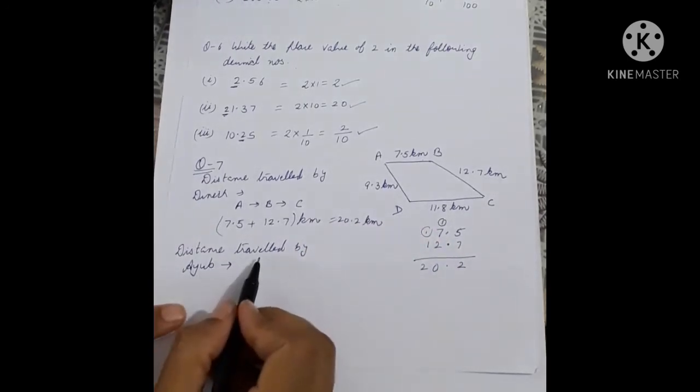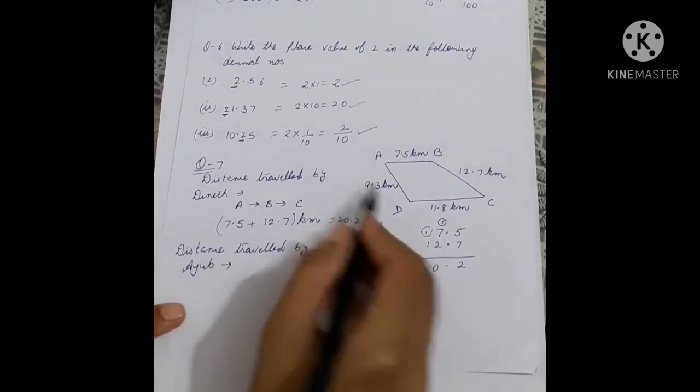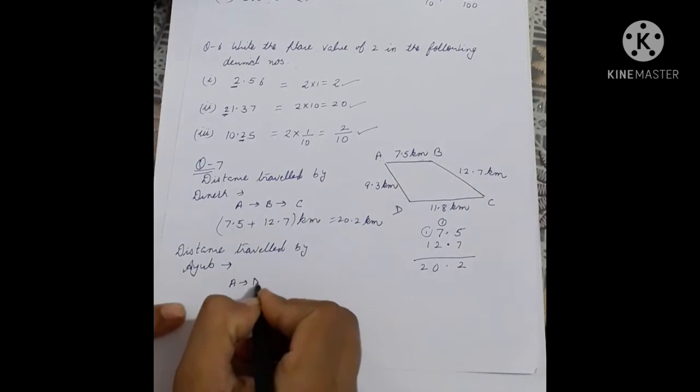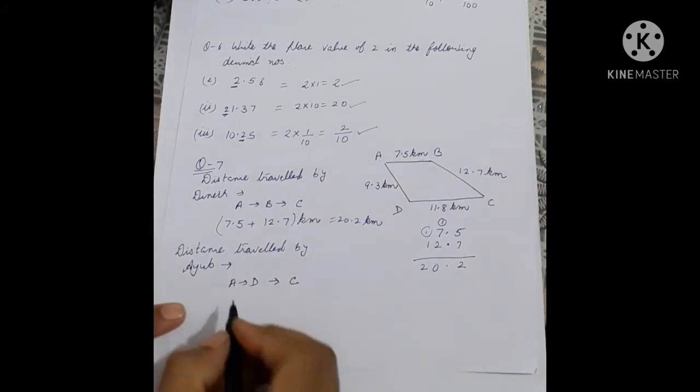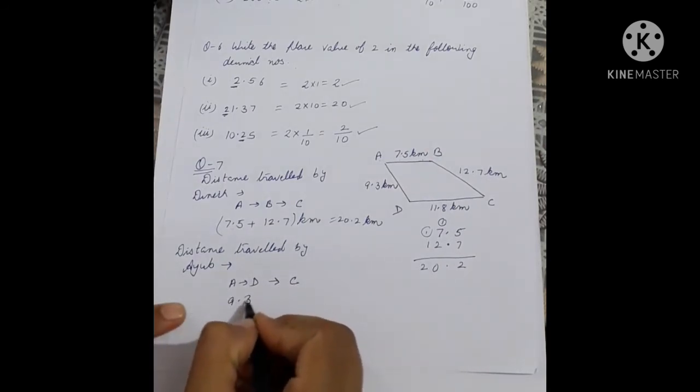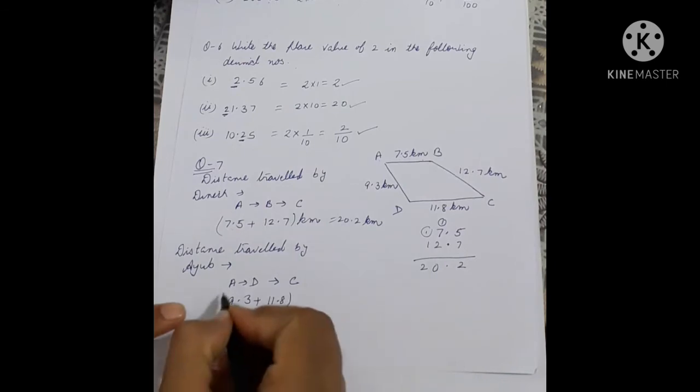Now the distance travelled by Ayub. Ayub went from A to D, and then from D to C. That is 9.3 plus 11.8 kilometers.